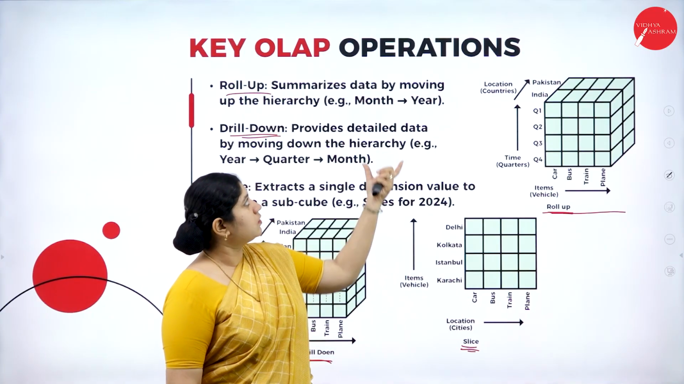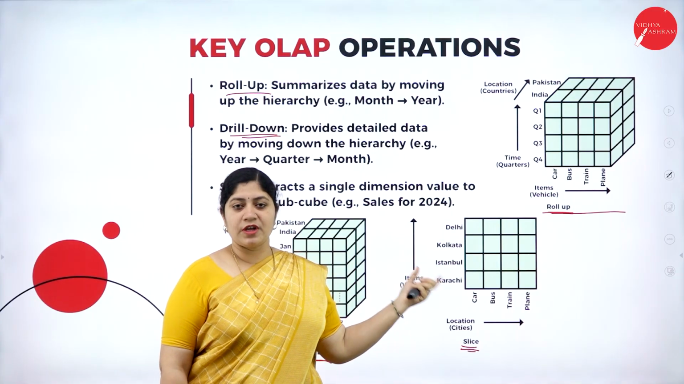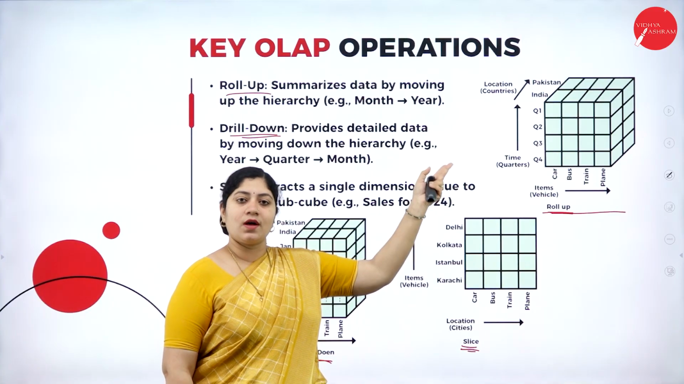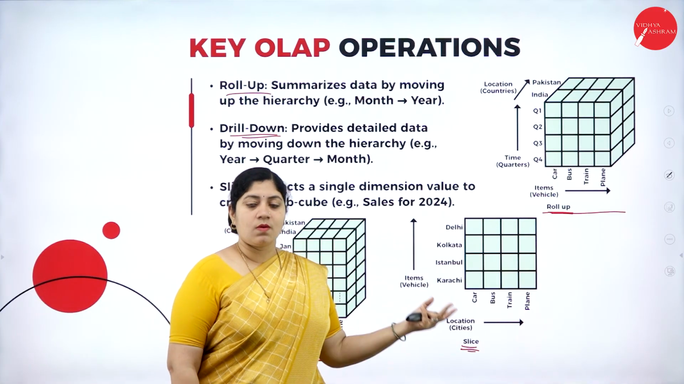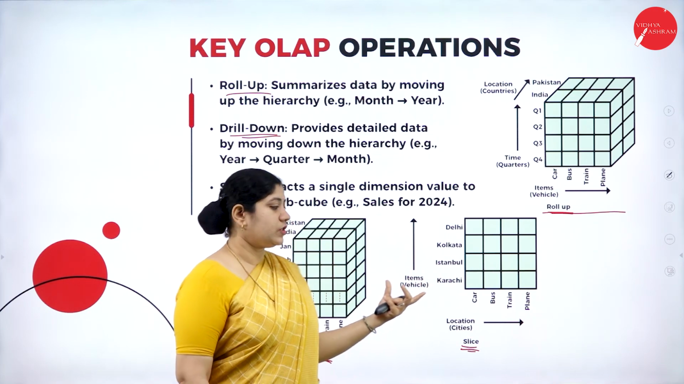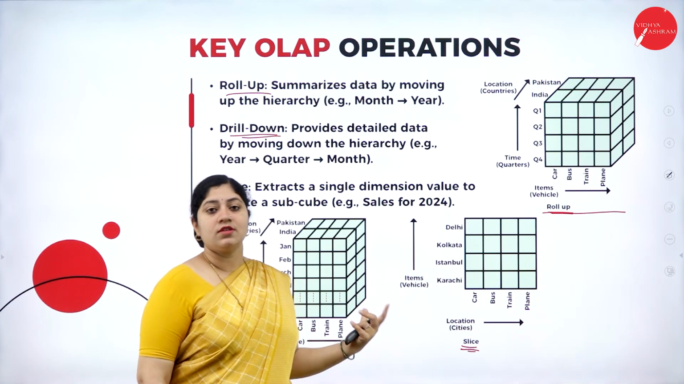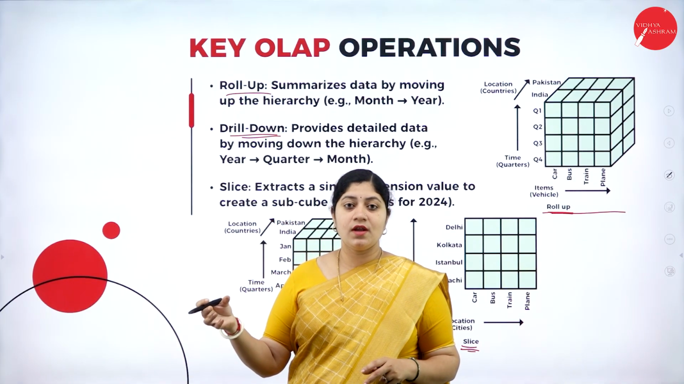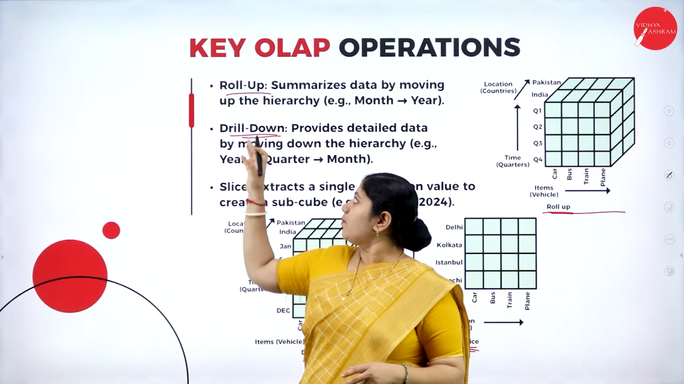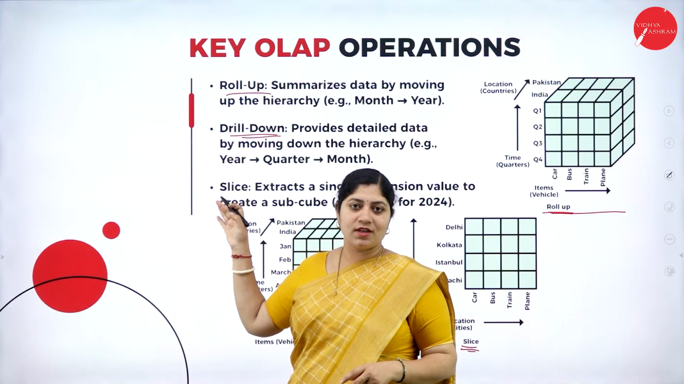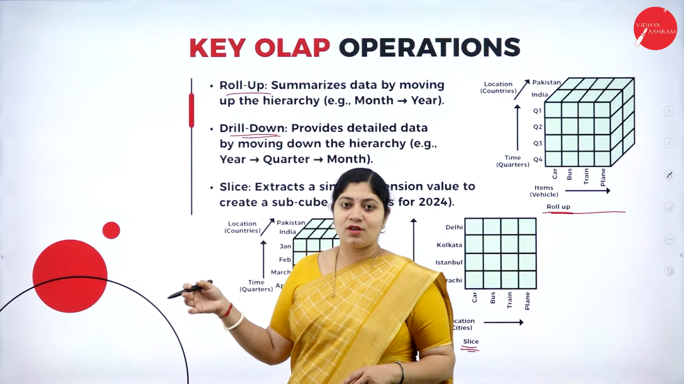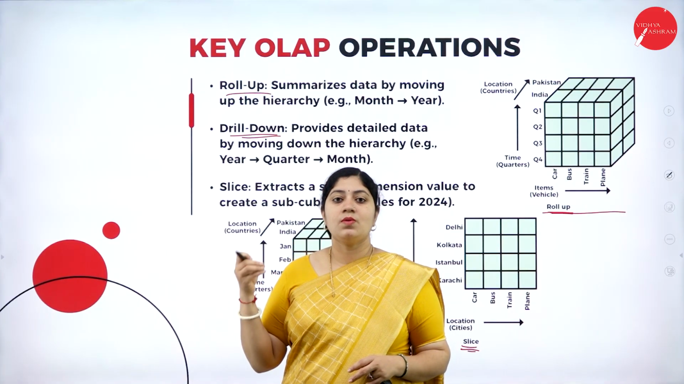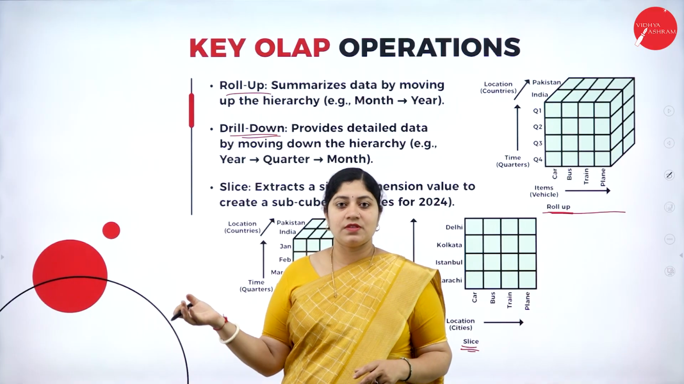So these are three of the key OLAP operations. The first one is roll up, where decisions are made by moving up the hierarchy in order to give summarized data or information. The next one is drill down, where detailed information is provided by moving down the hierarchy. Up the hierarchy is roll up, down the hierarchy is drill down. Third one is slice. Here, a particular block is considered in order to understand and check feasibilities.